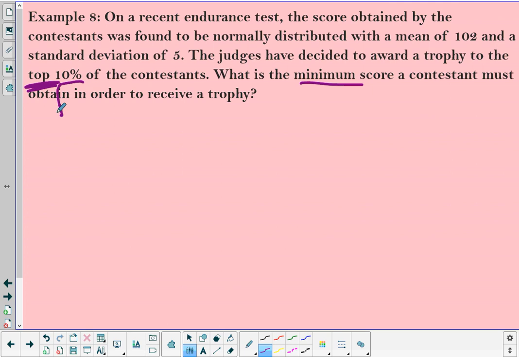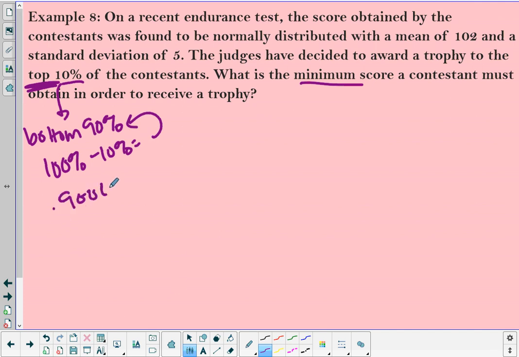So if you want the top 10%, that means you want the bottom 90%. Remember that you need to measure under the curve, not above it. Under the z-score line, not above it. So if I want top 10%, 100% minus 10% gives me 90%. So now ask yourself, for 0.9000, what's the z? Z is 1.28. And what is the minimum score? That means you are finding x.